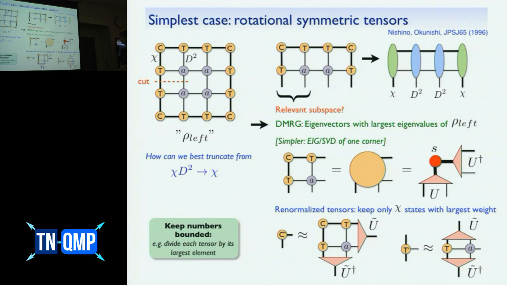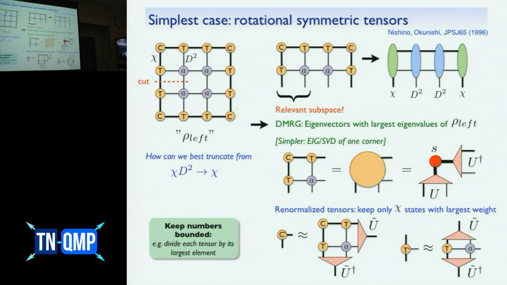And then one thing which you might need to do, in order to keep the numbers bounded in your tensors, is to divide the tensors by their largest element. If you don't do this, then after many iterations, the numbers can either grow to infinity or go down to zero. So by renormalizing the tensor after a step, you keep the numbers bounded. In the end, these factors don't matter, because we take ratios of tensor networks, so these factors actually cancel out. Okay, so this is one renormalization step.